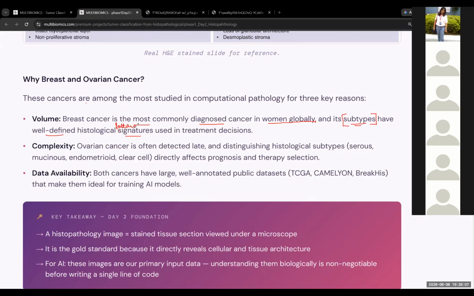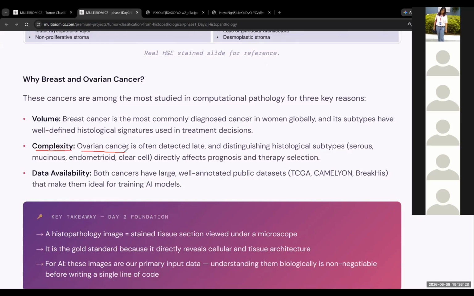What are the patterns? Their patterns are also used for cross cancer treatment decisions, but some patterns might be repeating, so they are used for other malignancy diagnosis also. Then complexity.